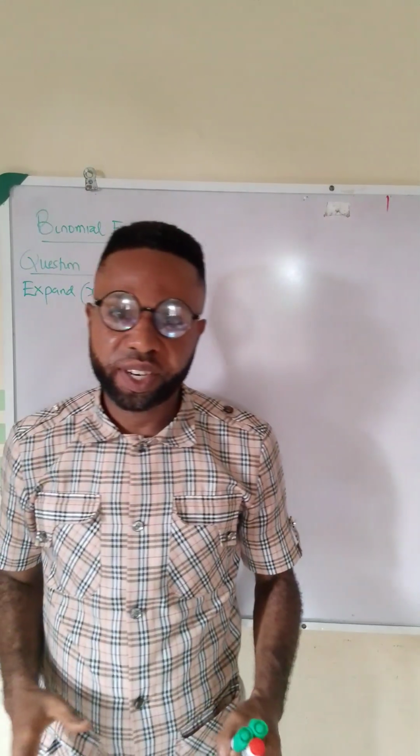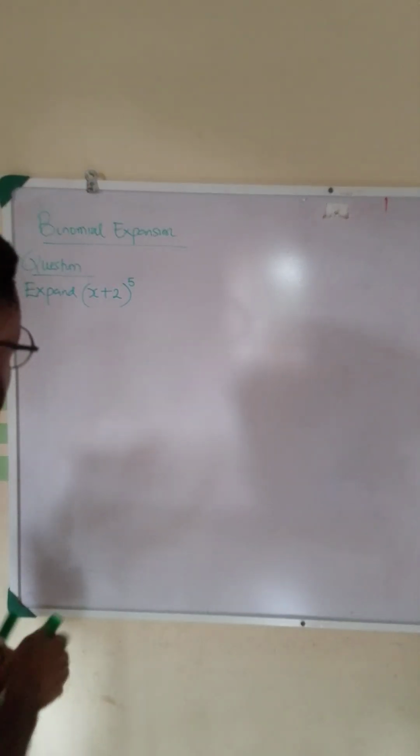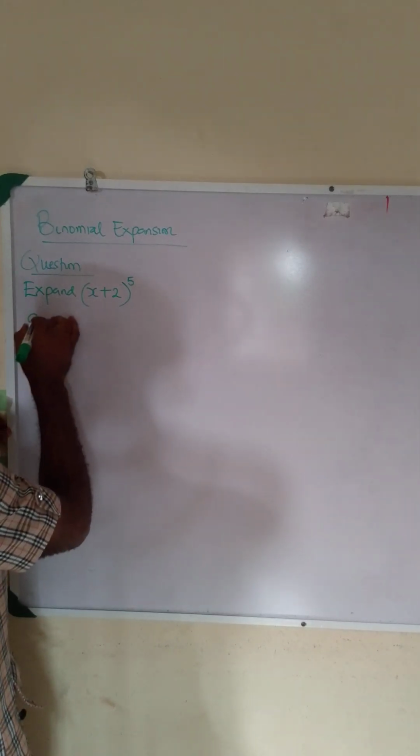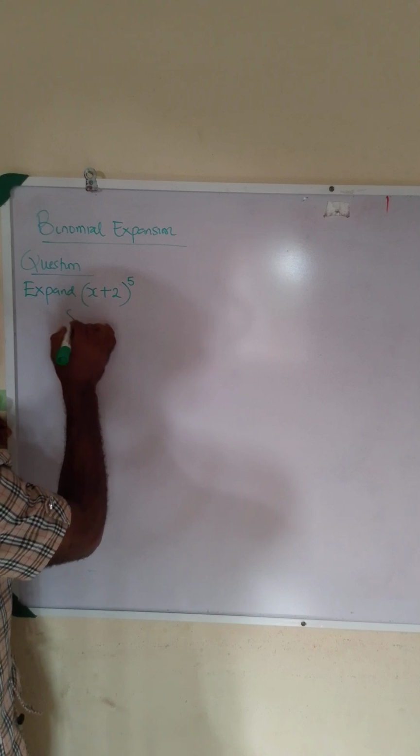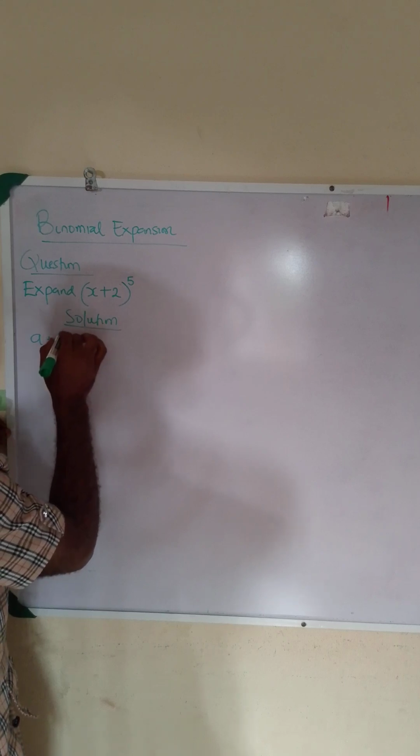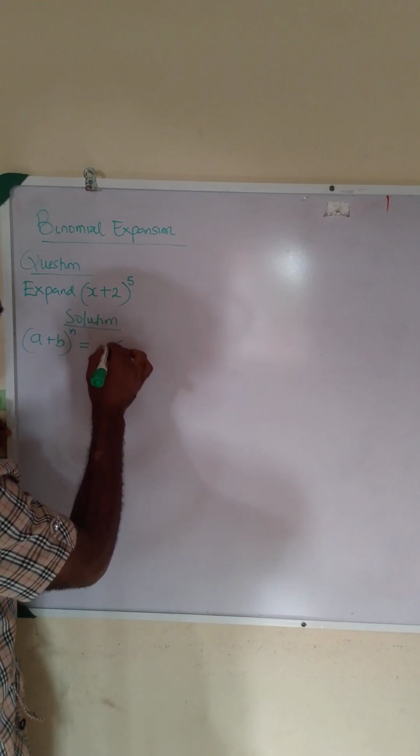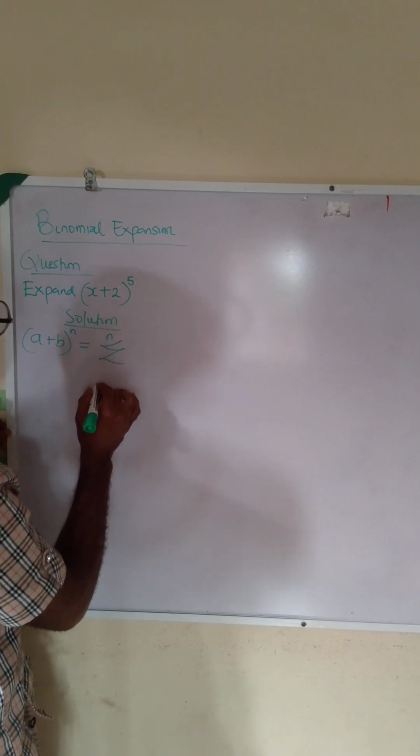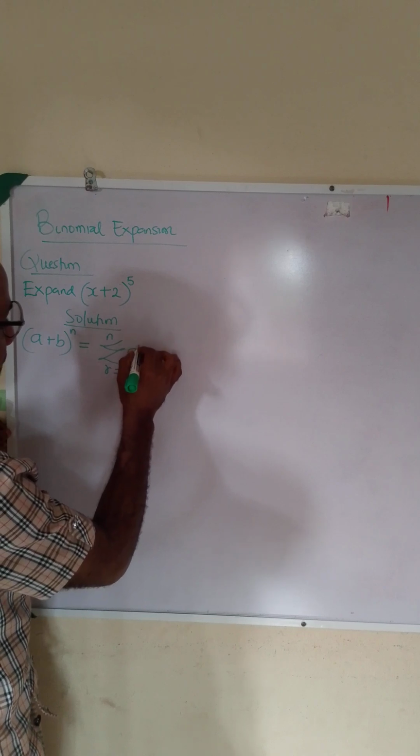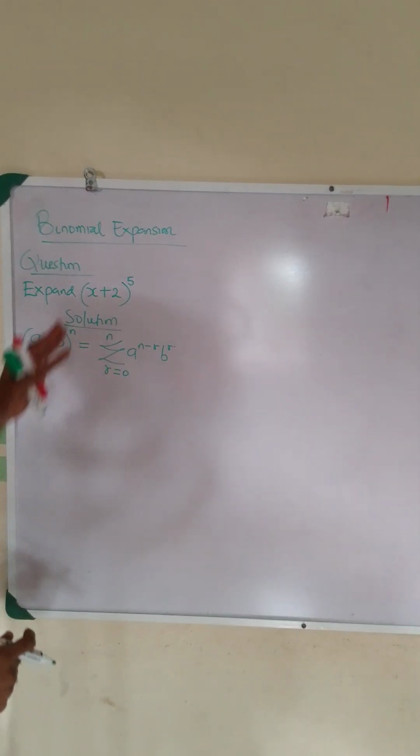Hello viewers, I'll be showing you how to use the binomial theorem in expanding this. We know that for a binomial of this format, (a + b) all raised to the power of n will be equal to the summation of n combination r, starting from r = 0, a raised to n minus r, b raised to r. So this is the formula we are going to be using to evaluate this.